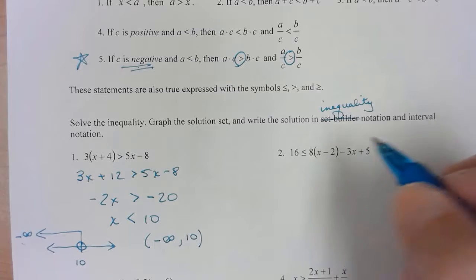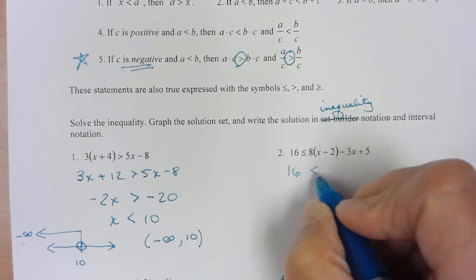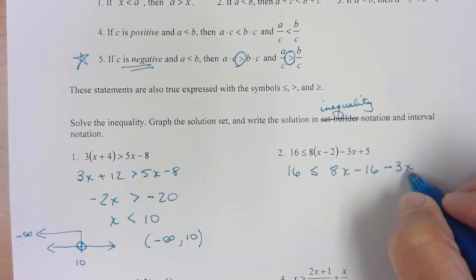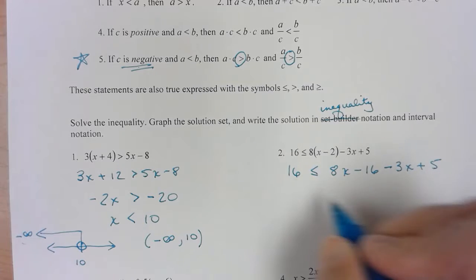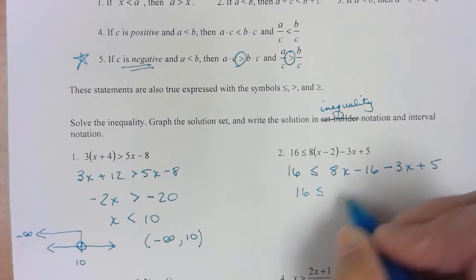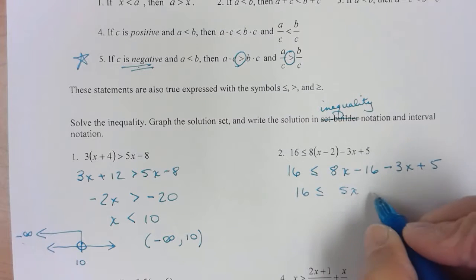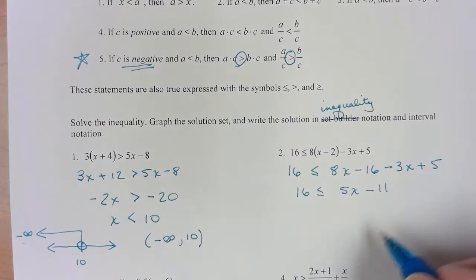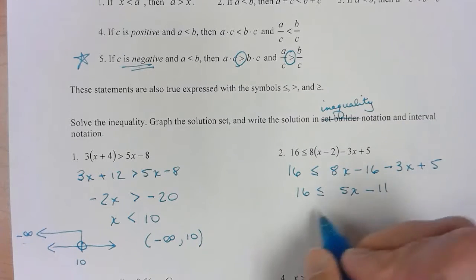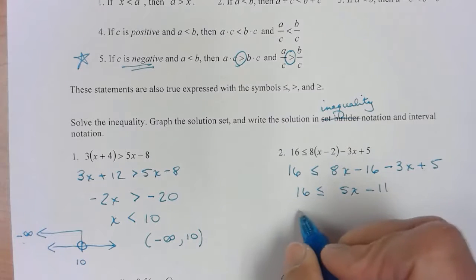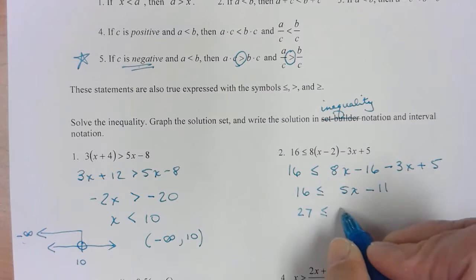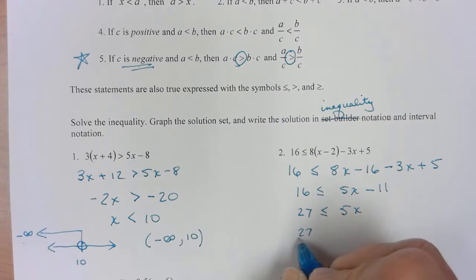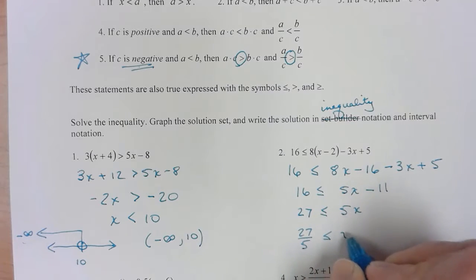So let's try this one. I've got another parenthesis, so I've got 16 less than 8x minus 16 minus 3x plus 5. So I've got 16 less than or equal to, I'm going to have 5x minus 11. So you can move the 11 over by adding, and if you do that, you end up with 27. Divide by 5, so 27 over 5 less than or equal to x.